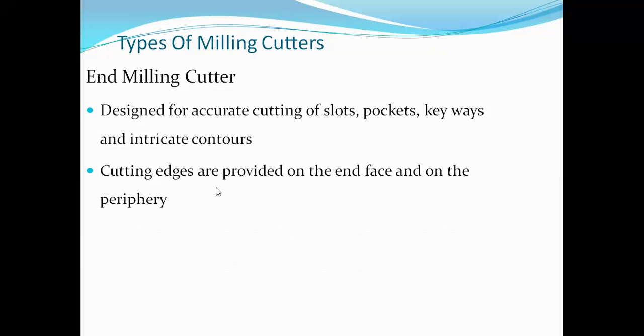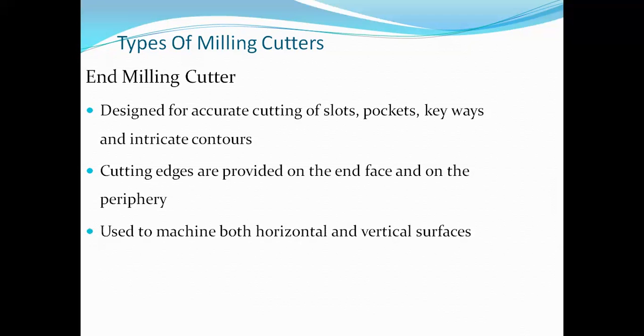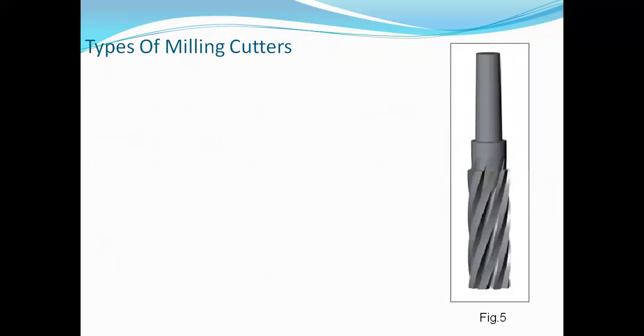So, cutting edges are provided on the end face and on the periphery. It looks like a drill bit, right? End milling cutter looks like a drill bit. It can be used to machine both horizontal and vertical surfaces, and its diameter ranges from 3 mm to 50 mm. So this is the end milling cutter. It can be used to machine both horizontal and vertical surfaces.